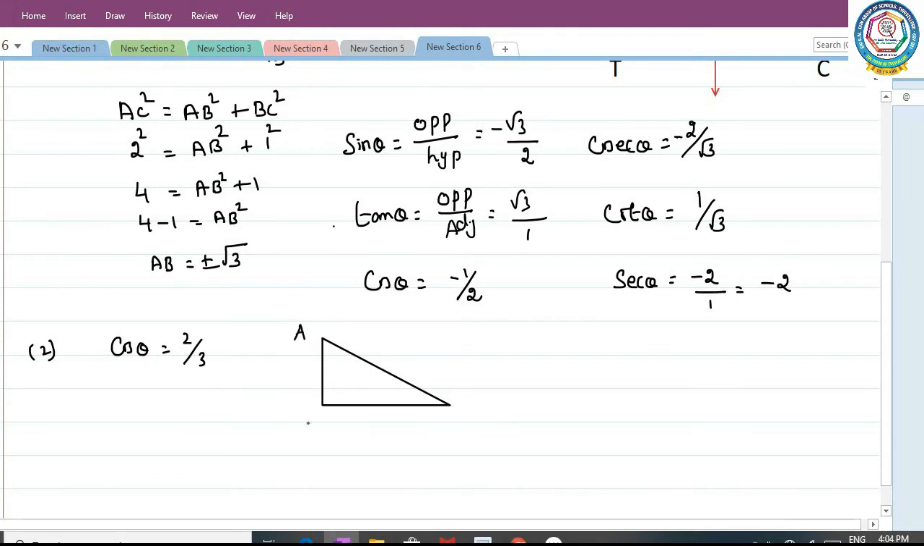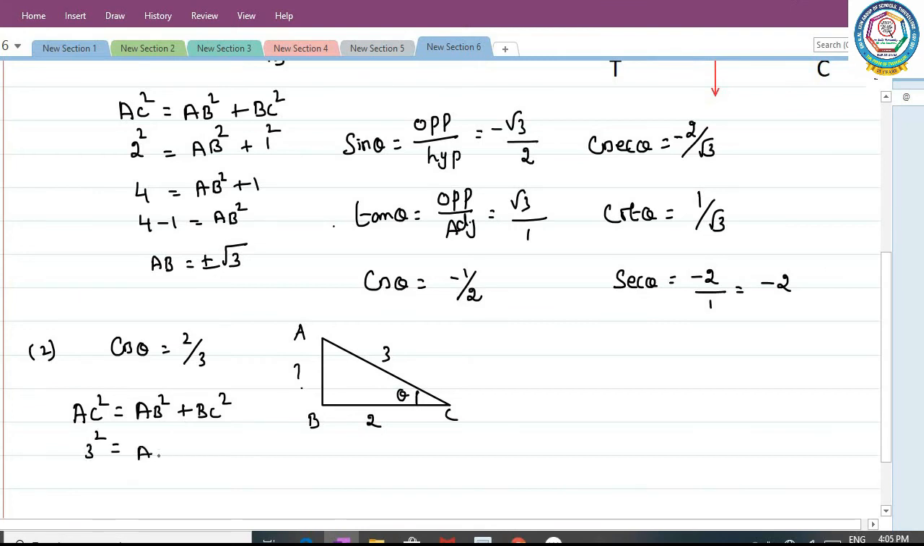A, B, C. Here theta lies here. So cos theta is equal to 2 by 3. We know that cos theta is equal to adjacent side by hypotenuse. So 2, 3. So we have to find out what AB is by using Pythagoras theorem. AC square is equal to AB square plus BC square. So AC square is 3 square.